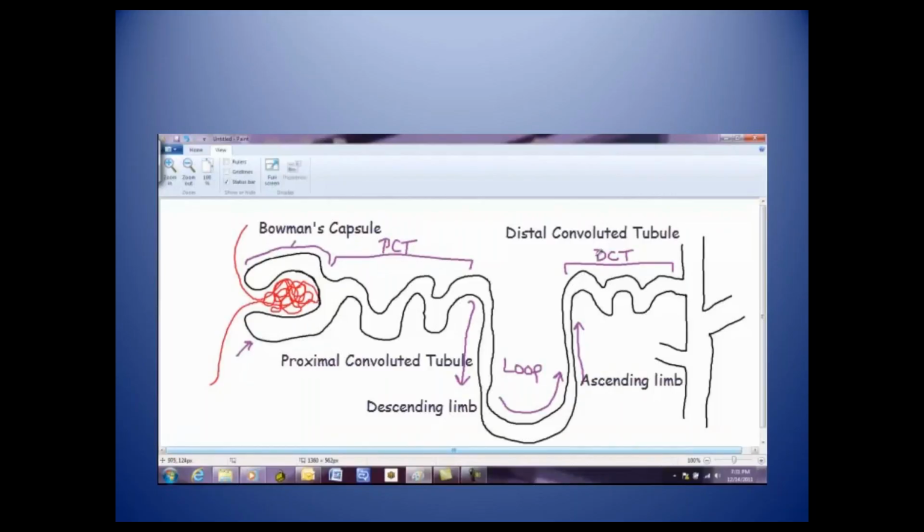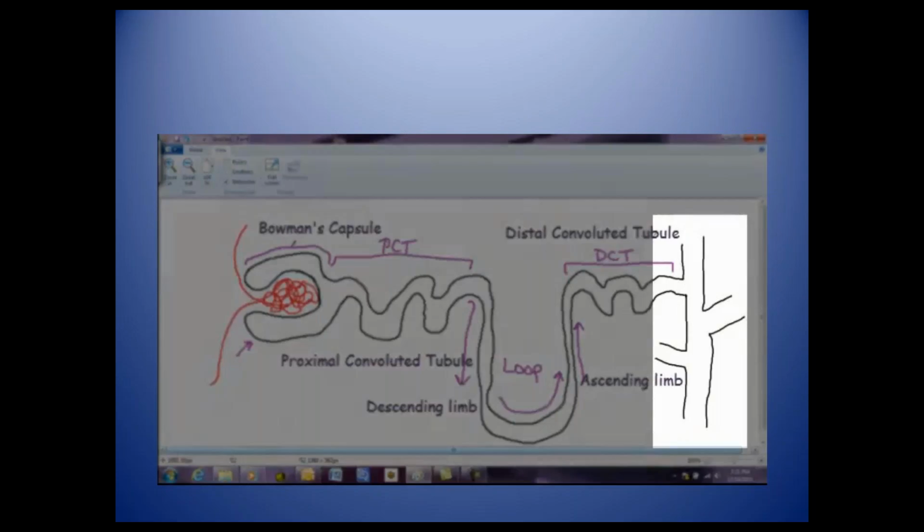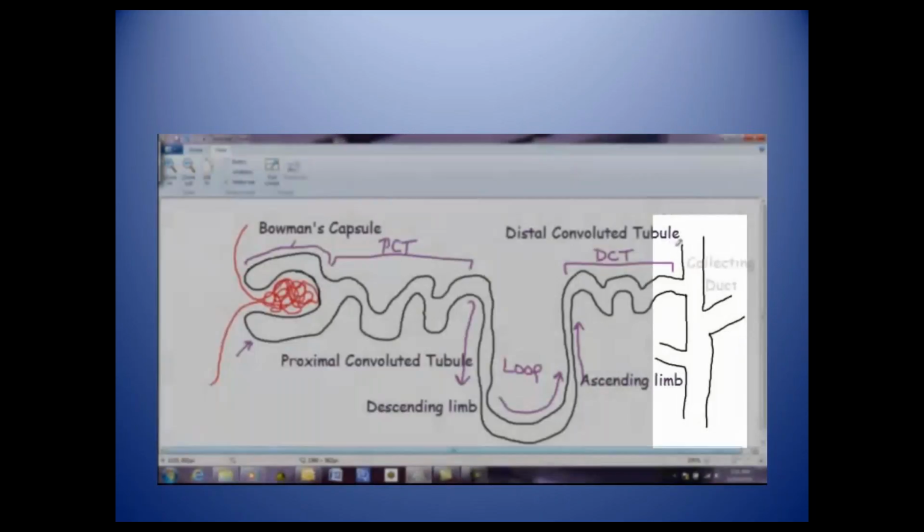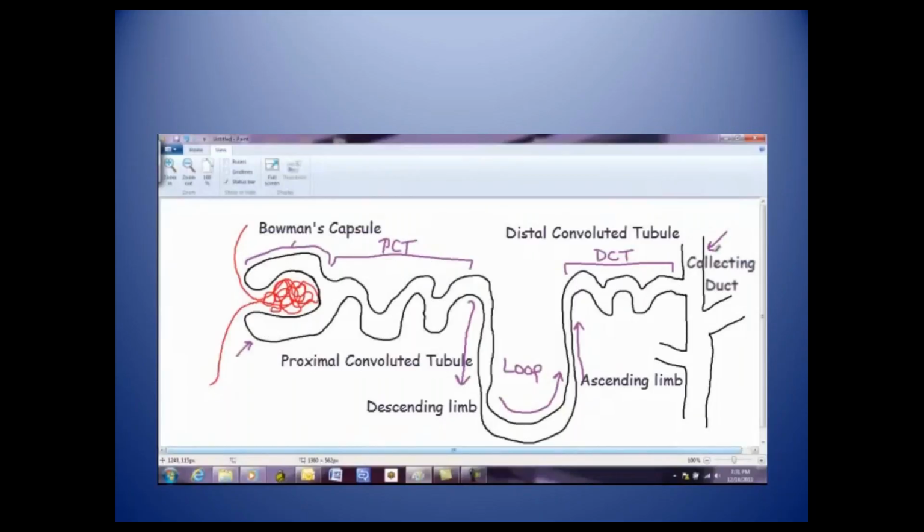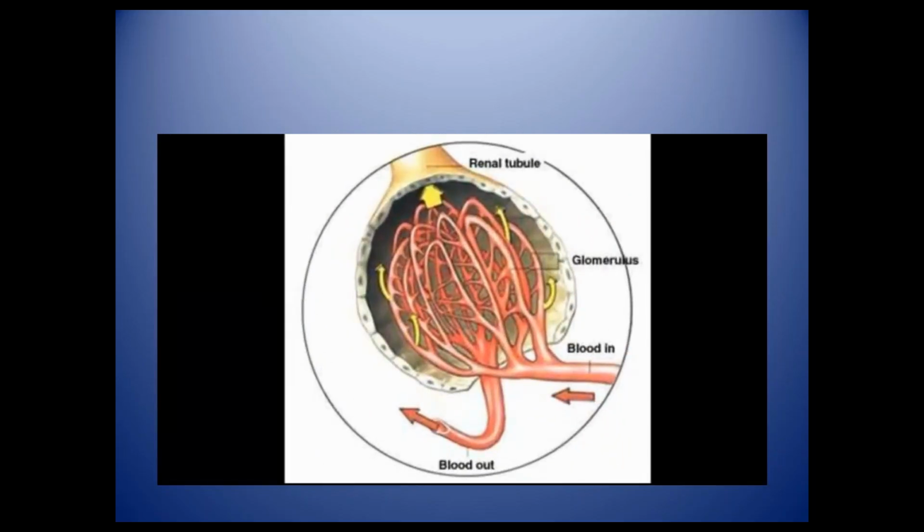Then a bunch of these tubules connect into this structure here. There are fewer of these. This is the collecting duct, and the collecting duct dumps into a place called the calyx. So that's the basic structure of the nephron. Now, just as an overview, blood filters through the glomerulus. The strength of the blood being pushed out of the heart pushes the blood through the glomerulus.